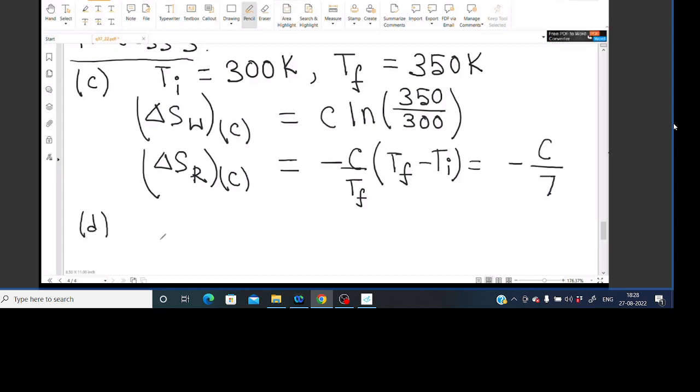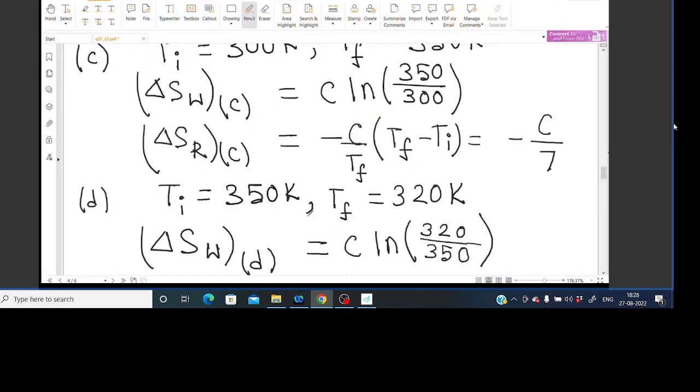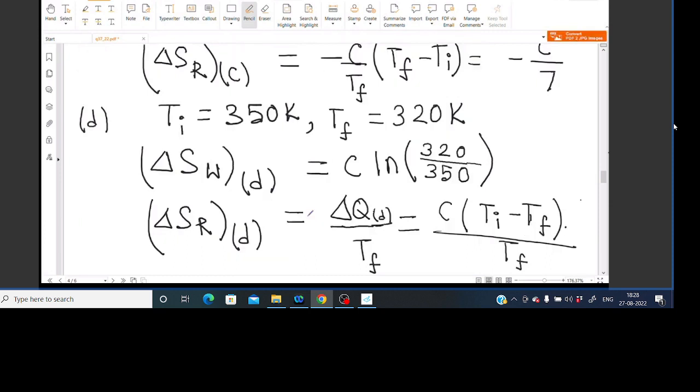Now let's consider another sub-process D, in which the initial temperature of water is 350 Kelvin and the final temperature of water is 320 Kelvin. The change of entropy of water in sub-process D is equal to C log 320 by 350. The change of entropy of the reservoir in sub-process D is equal to delta QD by Tf. Here delta QD is positive as heat is absorbed by the reservoir, as the reservoir is at lower temperature compared to the initial temperature of water.